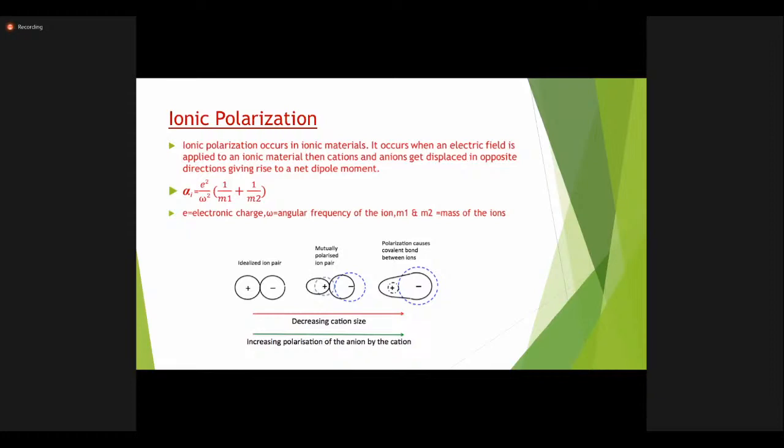Next, please see this diagram. Initially, the cation and anion are combined together. Now, if you apply an electric field, see the third diagram, the centers of cations and anions are separated. But in the third diagram, you can see the negative ion has a bigger circle surrounded by it and the positive ion has a smaller circle surrounded by it. The reason being, cations in general are larger than the anions in size.